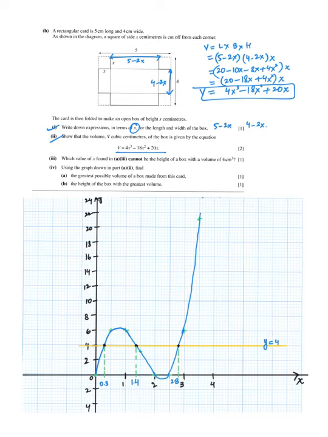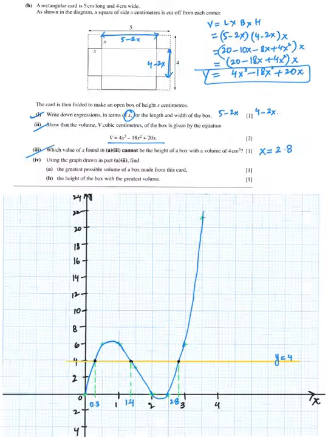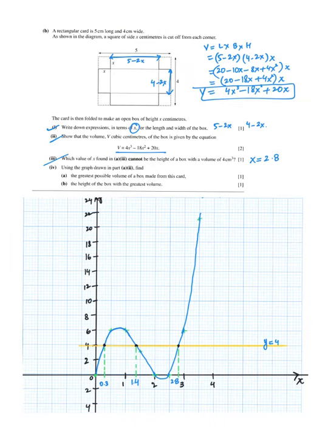So the value of x that we cannot consider is 2.8, because after 2.8 we have negative lengths and widths. That is not possible. So that is why x cannot go beyond 2.8, and that is the third part's answer. Using the graph paper, find out the greatest possible volume of a box made from this card.